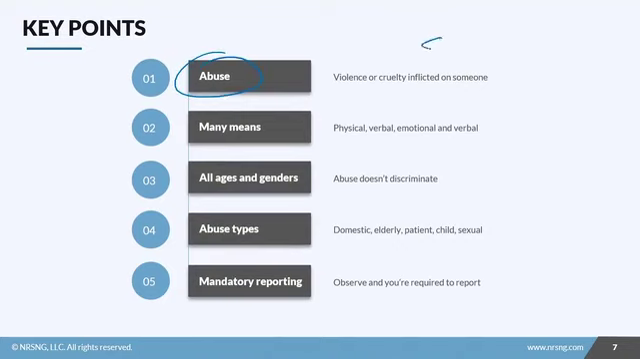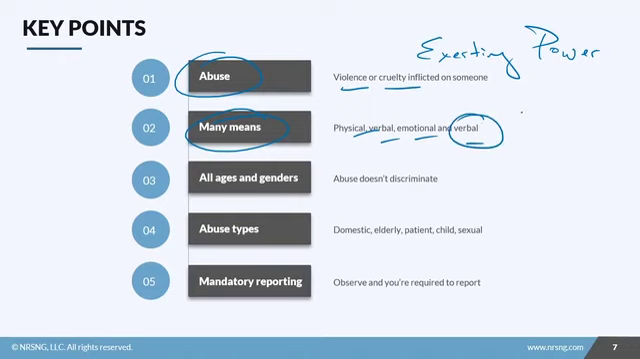Okay, so let's recap. Abuse is about exerting power. It can be done through violence. It can be done cruelly. It has lots of ways it can happen. It can be done physically, verbally, emotionally, through exploitation, or for financial gain. It can affect all ages and genders. Abuse does not discriminate. Abuse can be domestic abuse. It could be elderly abuse. It could be patient, child, sexual.